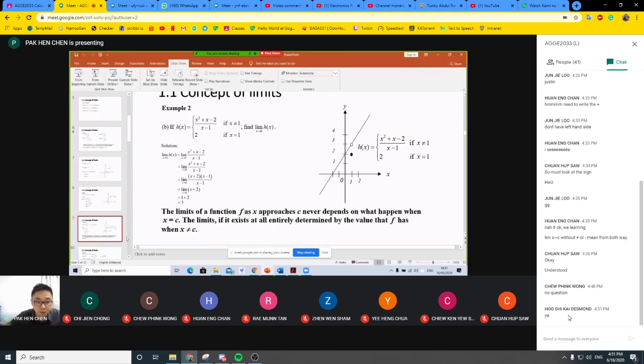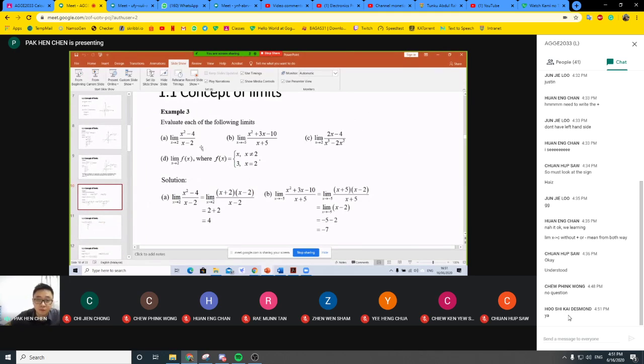So the next session will be some concepts or properties for example 3. Now I will share this as well. So for example 3, we have x squared minus 4 over x minus 2. When we do the substitution, this will be 2 minus 2 equals 0, so we cannot do this substitution. The way to work this out is to factorize x squared minus 4 into x plus 2 and x minus 2, isn't it?